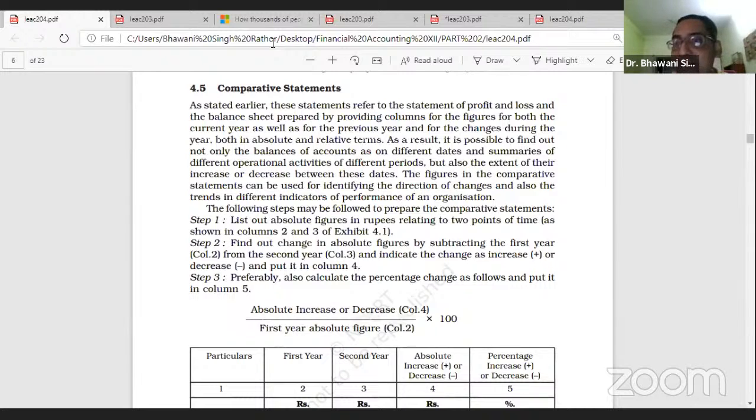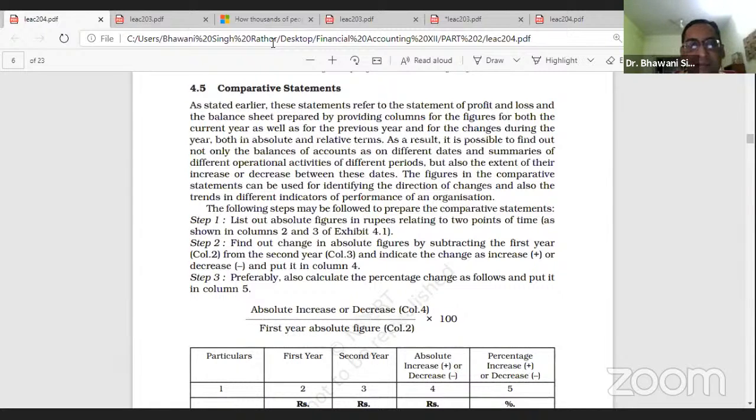But if you are comparing the marks of different subjects in the same year, that is the common size analysis. So this is a simple example to understand comparative and common size statements. When you compare the marks of one subject over different years, that is your horizontal or comparative analysis. And when you compare the marks of different subjects in the same year, that is known as your common size analysis statement. So now let us see comparative statements.